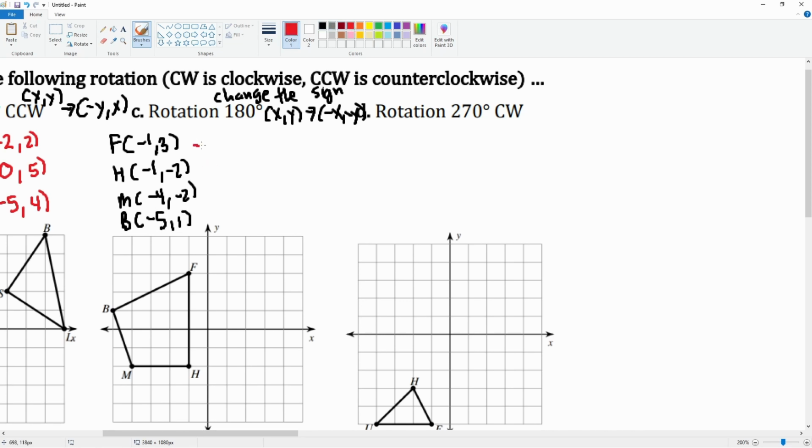Right. Arrow F prime, okay, you just change the sign, becomes (1, -3). H prime becomes (1, 2). M prime, (4, 2). And B prime, which is going to be (5, -1). Okay.